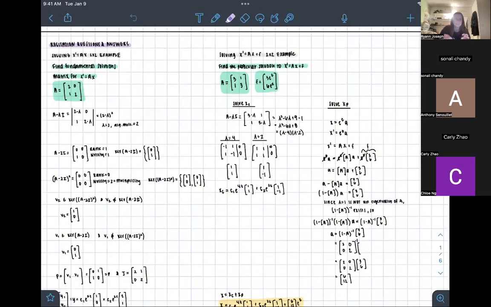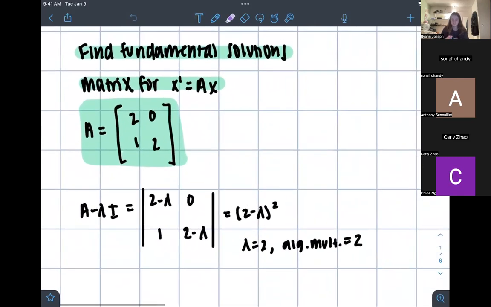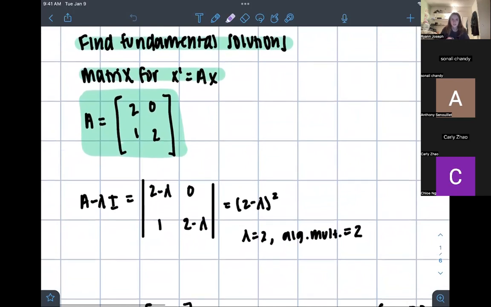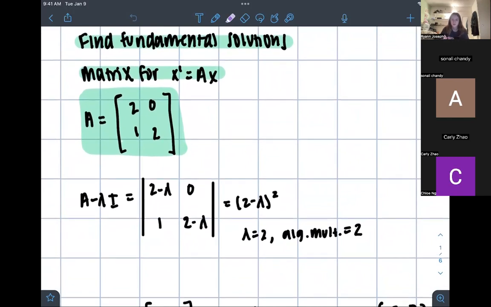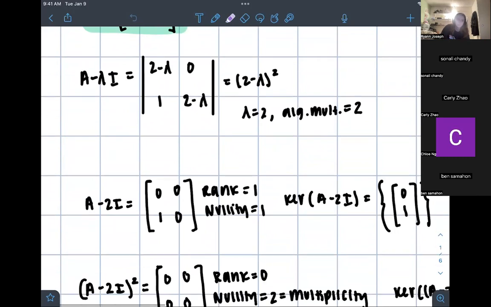Again, this is on that sheet, that document. This is week 12. So let's go over this. We're given this system, and we see that this A is non-diagonalizable. We know this because it is of the Jordan form right here. It's pretty obvious that it's non-diagonalizable. So our eigenvalue is lambda equals 2 with an algebraic multiplicity of 2.